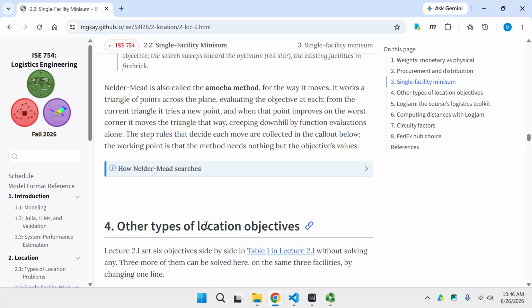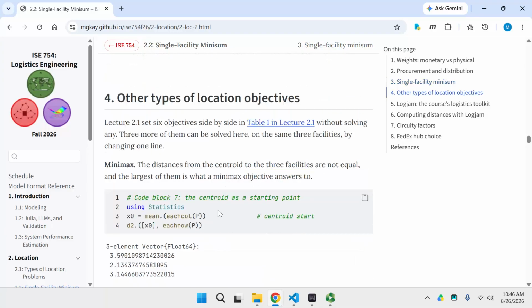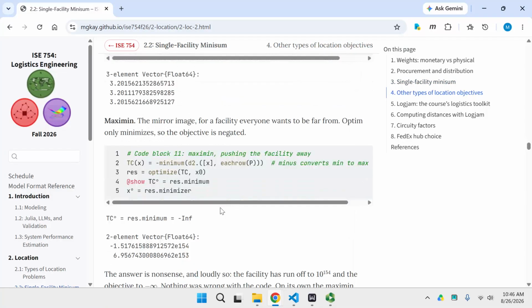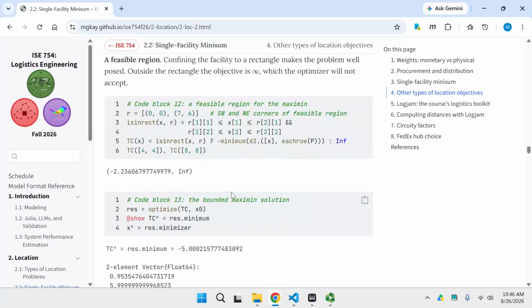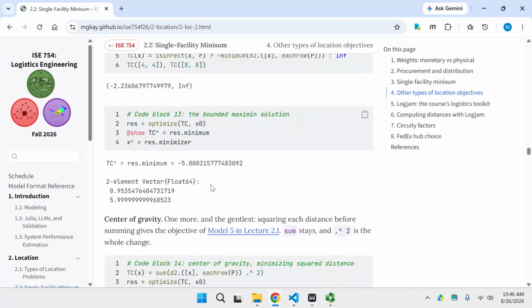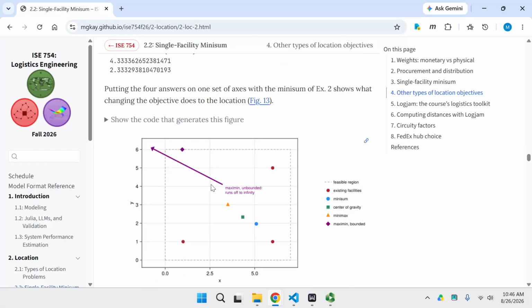And then the rest of the lecture talks about other types of location objectives. These are some of the same problems that we saw in the previous lecture graphically, and this shows how we can use the same construct to actually solve these problems. One important point here is that for the maxi-min problem, we're trying to maximize the minimum distance. This problem only makes sense if we actually put a bound on the region. Otherwise, you just go off to infinity, go as far away as you can.